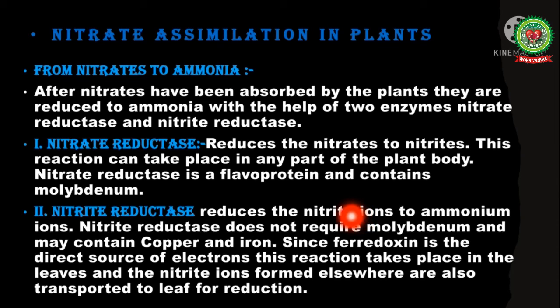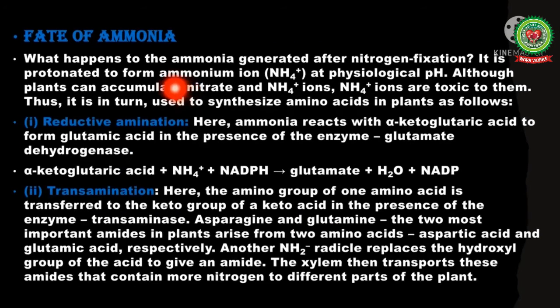Fate of ammonia. What happens to the ammonia generated after nitrogen fixation? It is protonated to form ammonium ion at physiological pH. Although plants can accumulate nitrate, ammonium ions are toxic to them. Thus, it is in turn used to synthesize amino acids in plants as follows. It includes two processes, reductive amination and transamination.